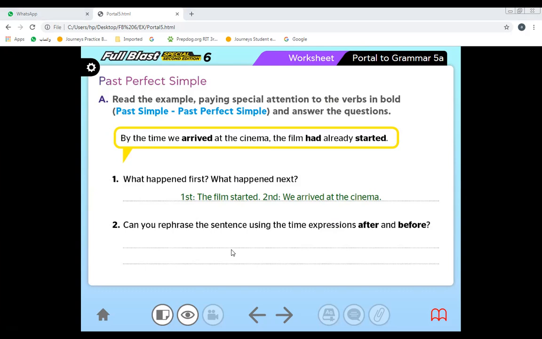So what about before? Who can answer before? Who can make the same sentence by using before? It's on the contrary. Before we arrived at the cinema, the film had already started. Okay? Or we arrived at the cinema after the film had started. The film had started before we arrived.